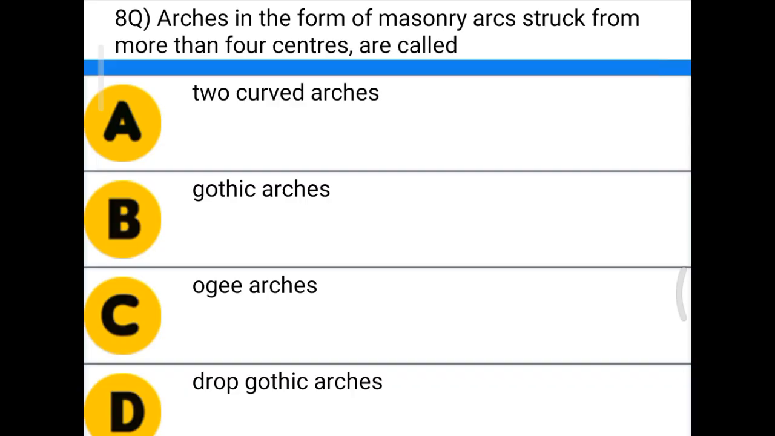Next question, arches in the form of masonry arc struck from more than 4 centers are called option A, 2-centered arch. Option B, Gothic arches. Option C, Ogee arches. Option D, drop Gothic arches. The correct answer is Ogee arches.